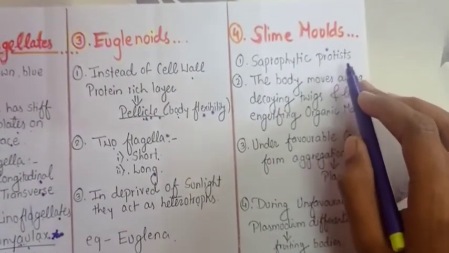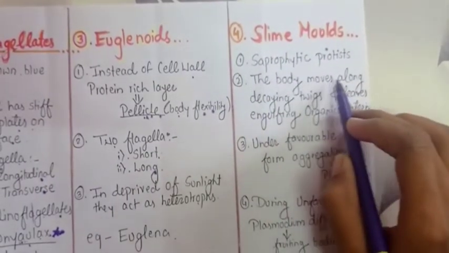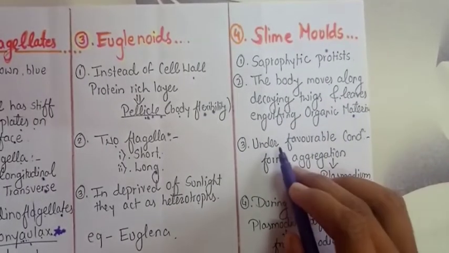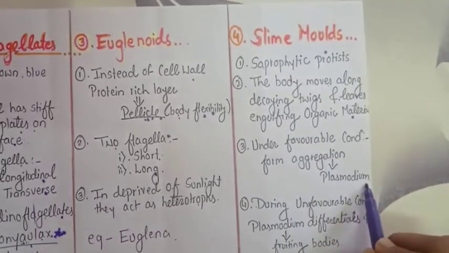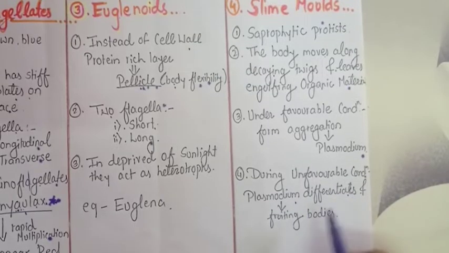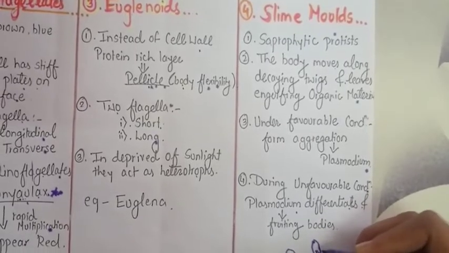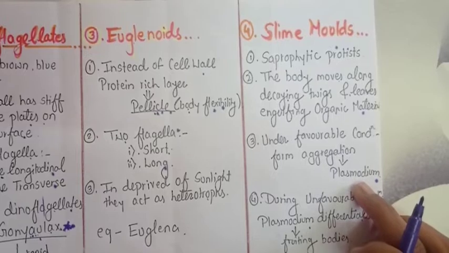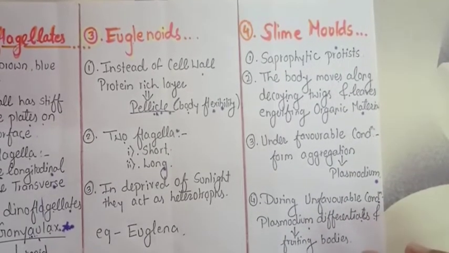Slime moulds are saprophytic protists. The second point that we have to remember about slime moulds is that the body moves along decaying twigs and leaves, engulfing organic material. Under favorable conditions they form aggregations and form the plasmodium, and during unfavorable conditions the plasmodium differentiates and forms fruiting bodies. In this way, fruiting bodies will form.